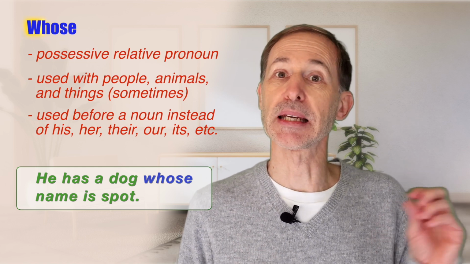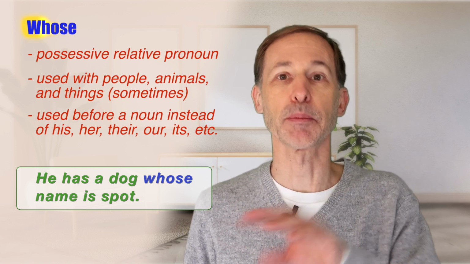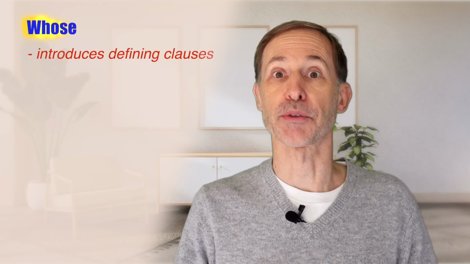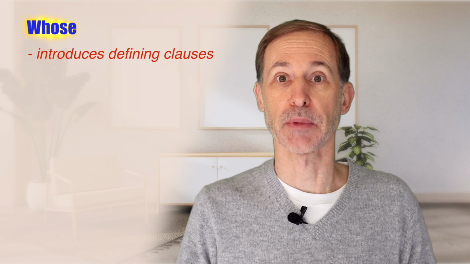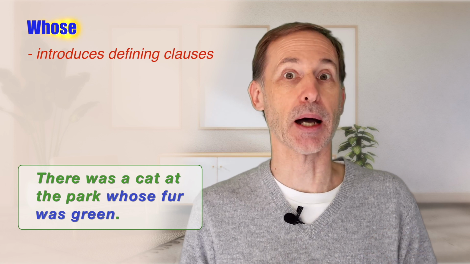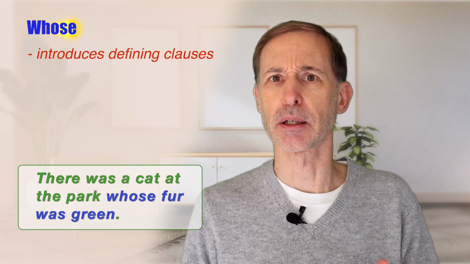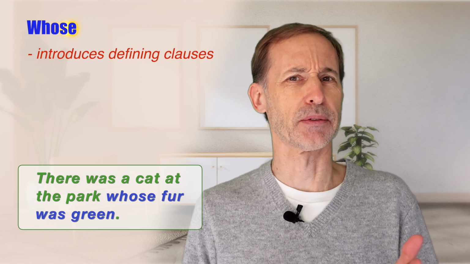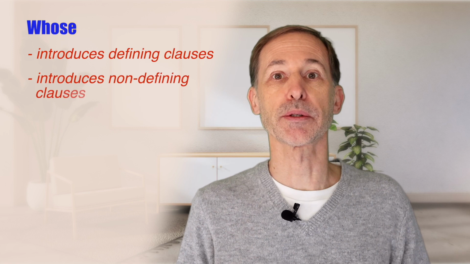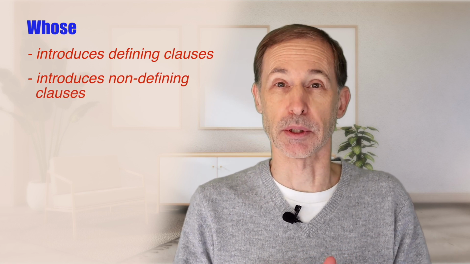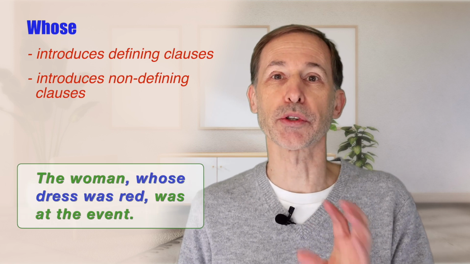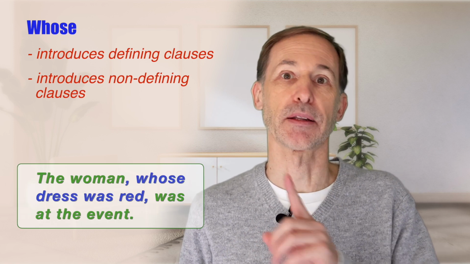So the idea is he has a dog. His name, the dog's name, is Spot. And whose is used to begin defining clauses. For example, there was a cat at the park whose fur was green. Green fur. The fur was green. Very strange. And it can be used to begin non-defining relative clauses too. For example, the woman whose dress was red was at the event.